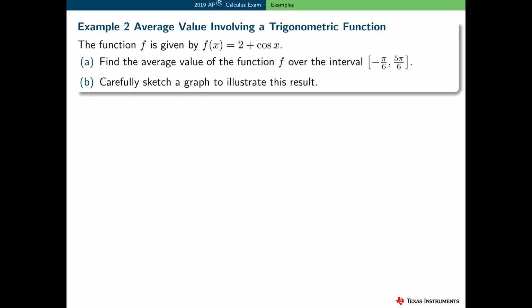Here's an example for you to consider that involves a trigonometric function. So suppose the function f is given by f of x equals 2 plus the cosine of x. Find the average value of the function f over this interval, minus pi over 6 to 5 pi over 6. And carefully sketch a graph to illustrate this result.